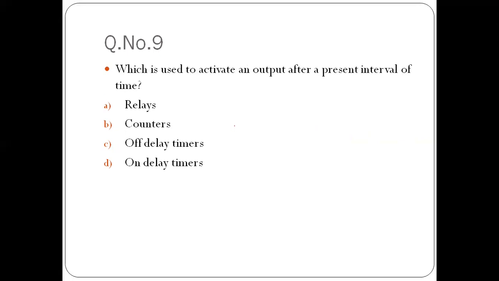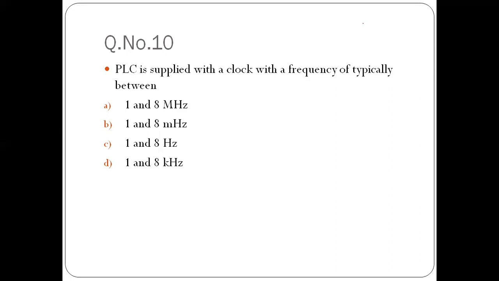Which is used to activate an output after a preset interval of time? So option D, on delay timers, is the correct answer. PLC is supplied with a clock with a frequency of typically between, so the clock of PLC has a frequency typically between 1 and 8 megahertz.